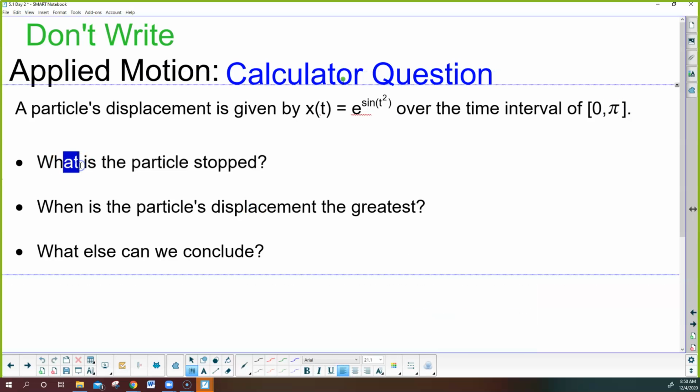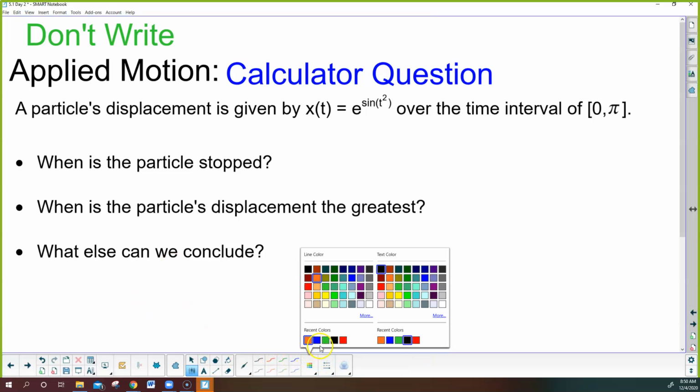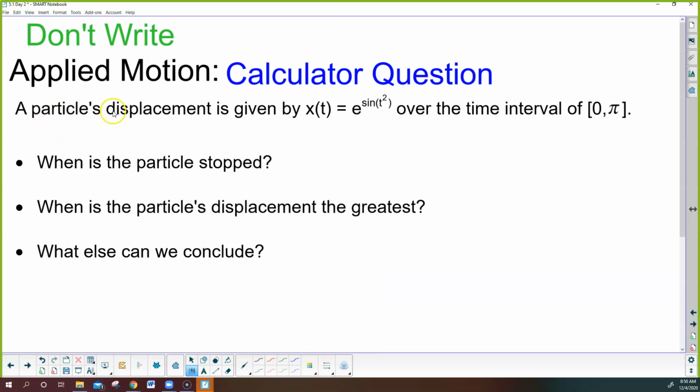Let's read this and I'll show you how I would interpret it. It says a particle's displacement. That word displacement is the same as the position, and the position is given by the function x of t. It's a funkier equation, which is why this is going to be our calculator one. It's given over the interval from 0 to pi.